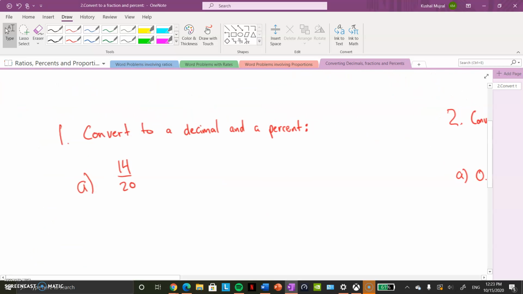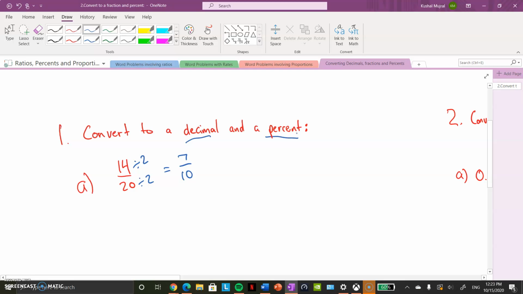Let's take a look at this question over here. 14 over 20. So, what's the first thing that we can do? We can simplify. Divided by 2, and this equals 7 over 10. Okay, so how do we convert 7 over 10 to a decimal and a percent?